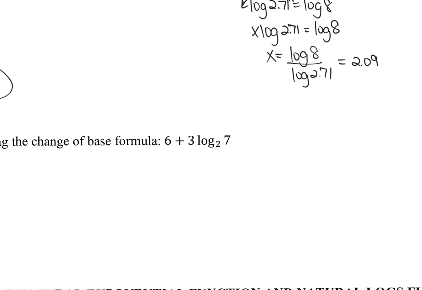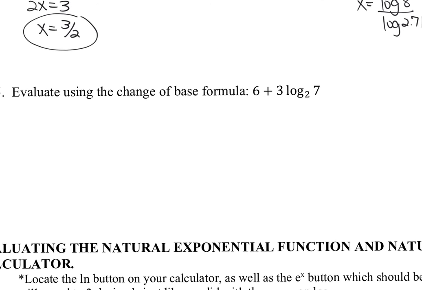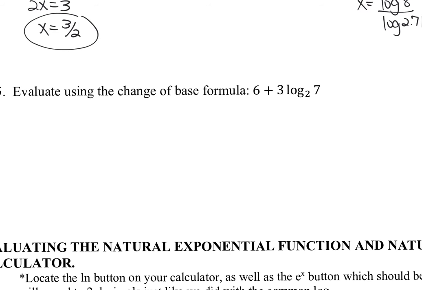And then the other thing we learned in last class's notes is how to use the change of base formula. So we have something we want to evaluate, 6 plus 3 log base 2 of 7. So we can change log base 2 of 7 to be log of 7 over log of 2. Or if we want, we can use some log properties first and bring that 3 back. So this will change to 6 plus log base 2 of 7 to the third, or 343.